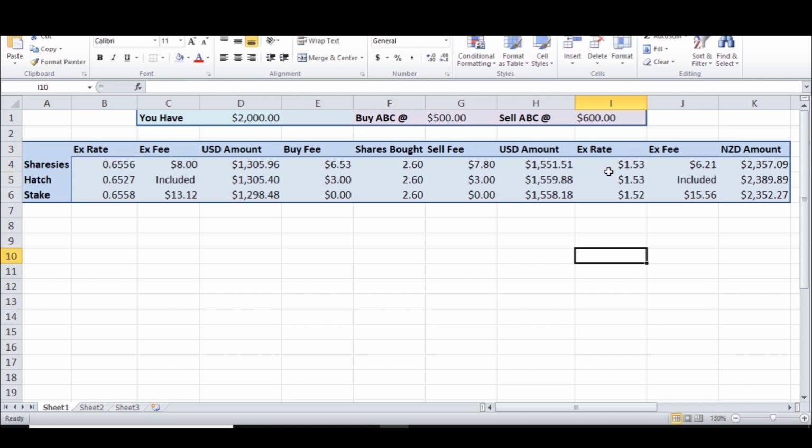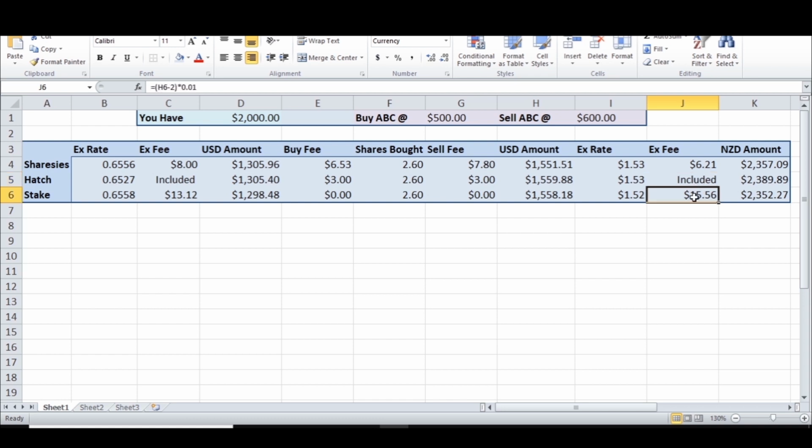So when we exchange US dollar to New Zealand dollar, Sharesies will charge you 0.4% again, but this time it will be on the US dollar amount. So in our formula, I have put down US dollar amount times 0.004, which is 0.4%. For Hedge, I just put down "included" just to speed things up, because the column next to it is what I want us to focus on again.